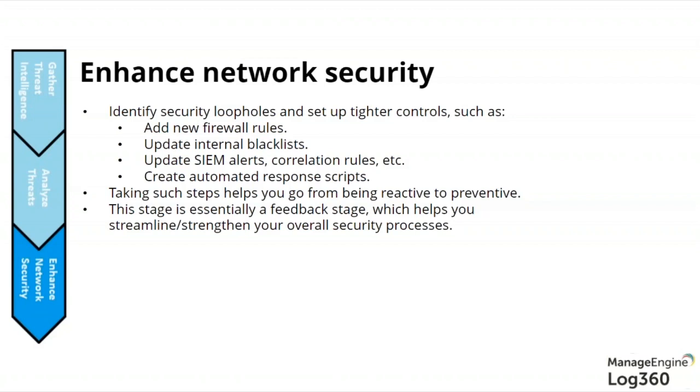As soon as you identify these loopholes, you need to set up tighter controls. So, things like adding new firewall rules. Let's say an IP was able to get through your firewall for some reason. You need to look into why that happened, and you need to add new firewall rules or update the existing ones to ensure that such a case cannot happen again. And of course, you can update your own internal blacklist. You can create or update your SIEM solution's alerts, correlation rules, and things like that.